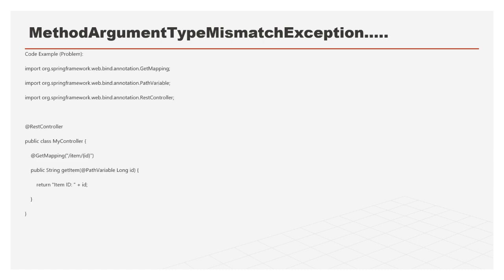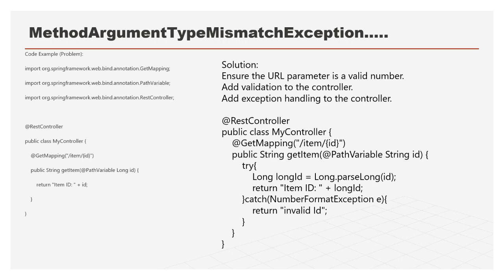If you look at the code, there is going to be some problem over here. I'm going to pass that particular ID. If you see the @GetMapping with the ID, it is expecting a long ID. But let's say you are passing something as a string. So what you have to do is ensure that the URL parameter is a valid one. You add some validation at the controller side, and you ensure that you are adding some exception handling at the controller side. This way you can solve this particular problem.